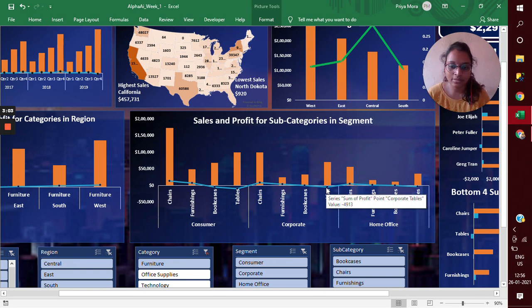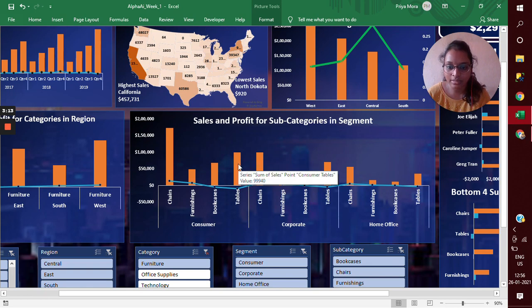So to handle this situation, if we provide combo offers combining tables with either furnishings or chairs, we can increase sales of the tables further, and which may lead to profits too.